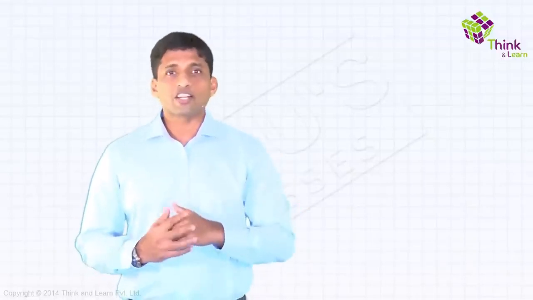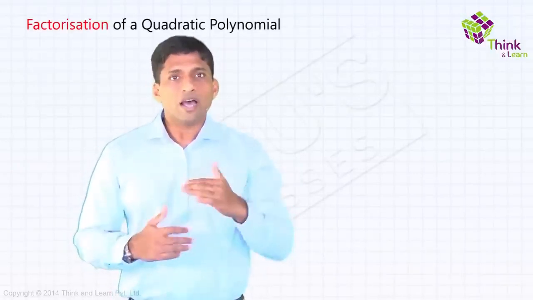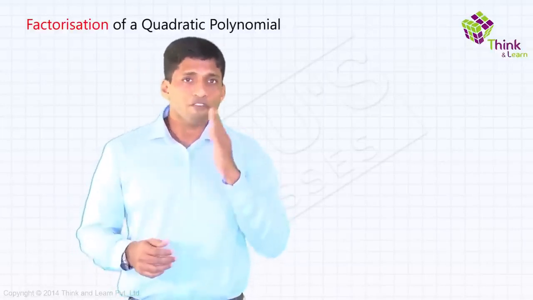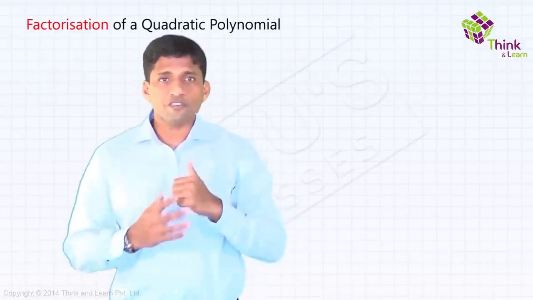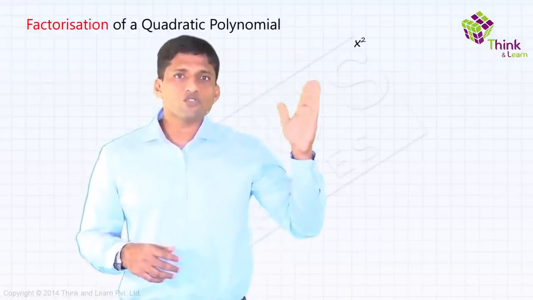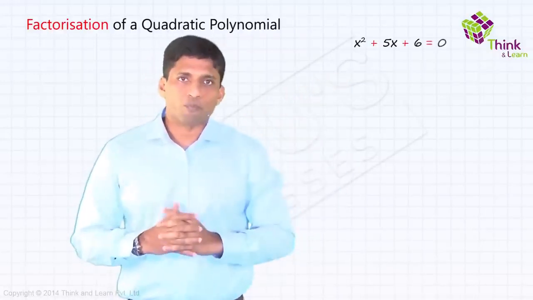Let's do something very interesting. Let's visualize, that is, understand in a diagram, the factorization of a quadratic polynomial. That method can be used to find the roots also, so we'll visualize both. But first, let's visualize factorization of a quadratic polynomial. For example, take x square plus 5x plus 6. Now when it's an equation, we'll make it equal to 0.